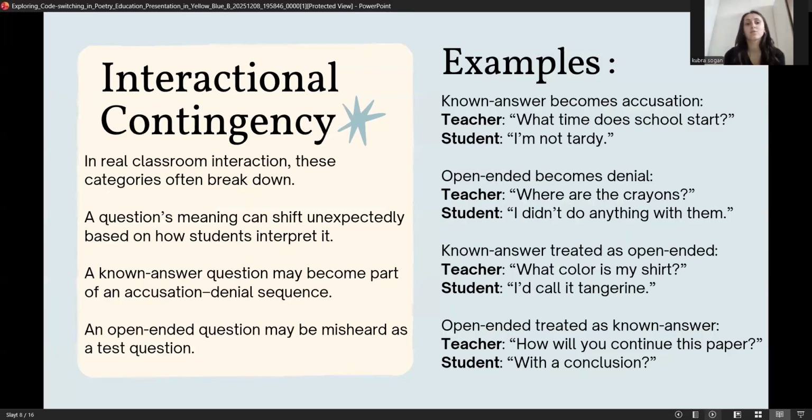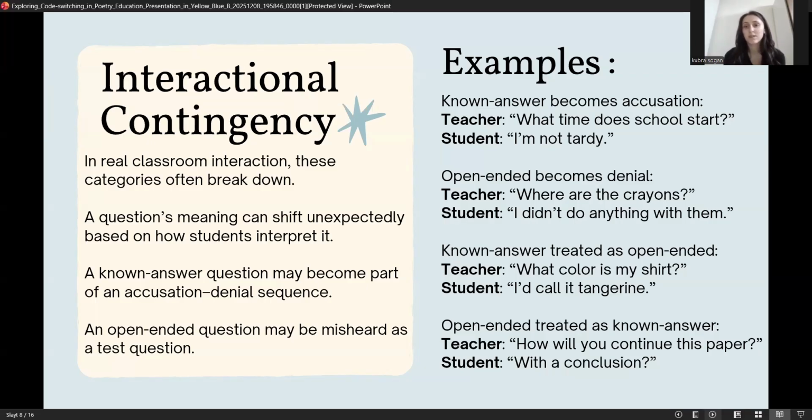And interactional contingency. In real classroom interaction, these categories often break down. A question's meaning can shift unexpectedly based on how students interpret it. A non-answer question may become part of an accusation and denial sequence. An open-ended question may be misheard as a test question. And these are the examples.